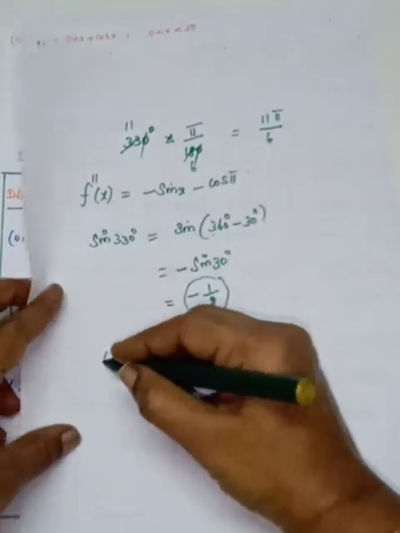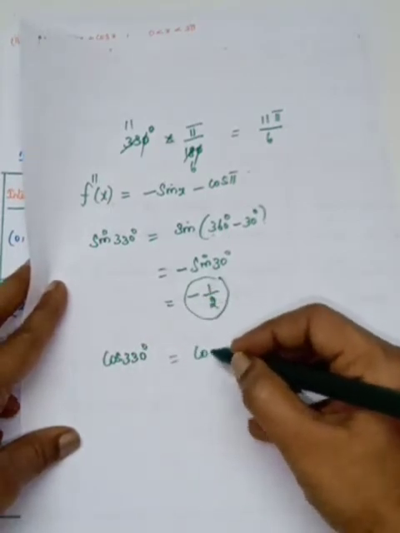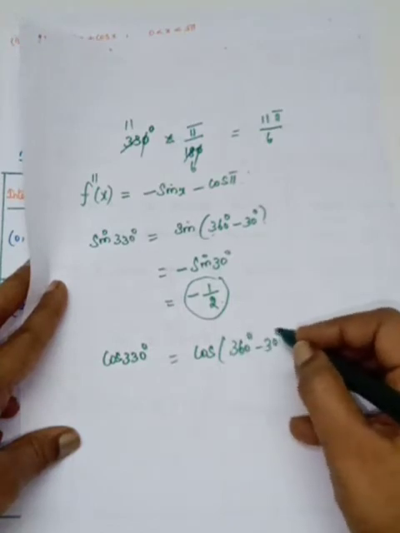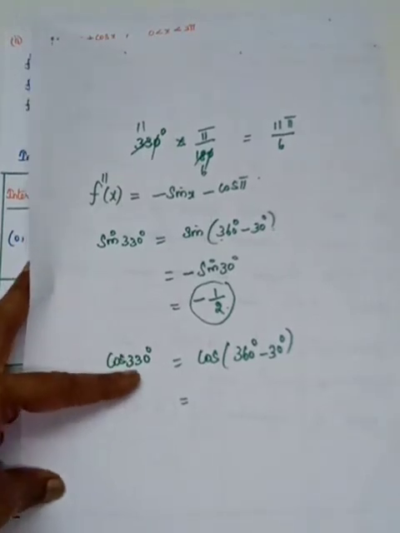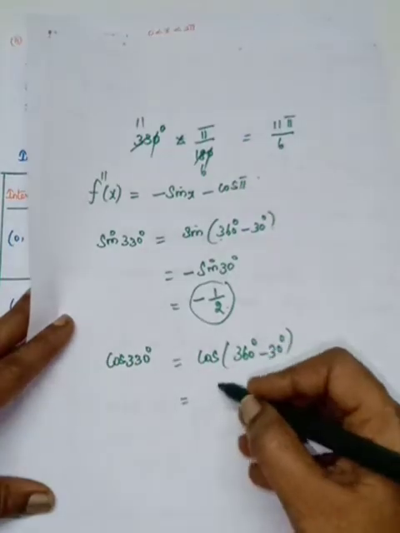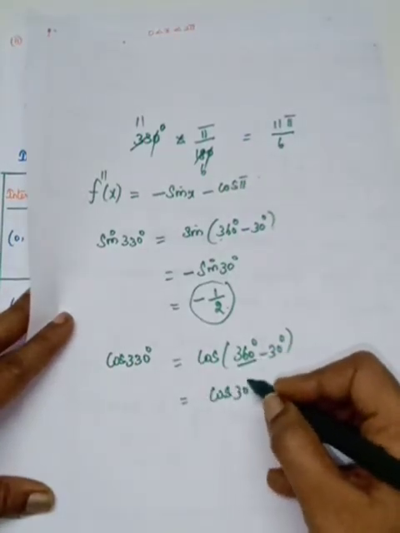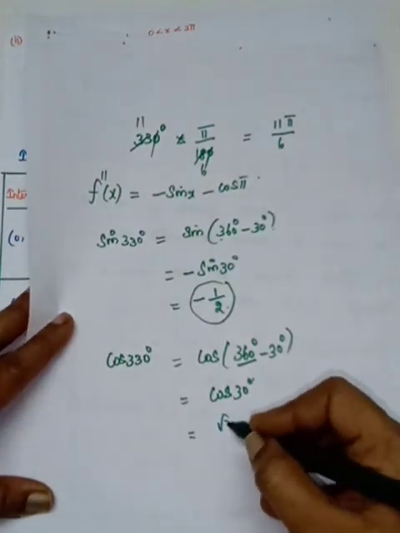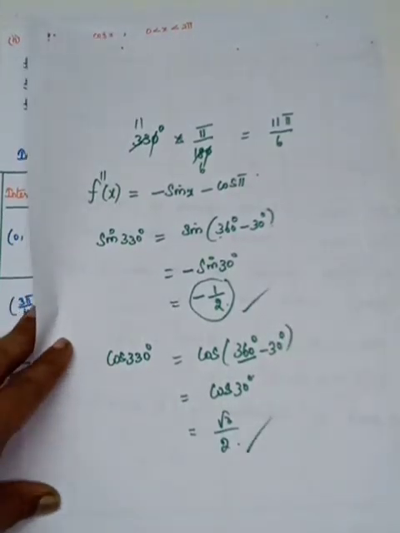In the same way, go for cos 330 degree. How can it be written? It is cos of 360 degree minus 30 degree. So it lies in the fourth quadrant. 330 degree lies in the fourth quadrant. In the fourth quadrant, cos is positive and it is an even multiple of 90 degrees. So you have to write cos 30 degree. What is cos 30 degree? Cos 30 degree is root 3 by 2. So sine value is negative and cos value is positive.